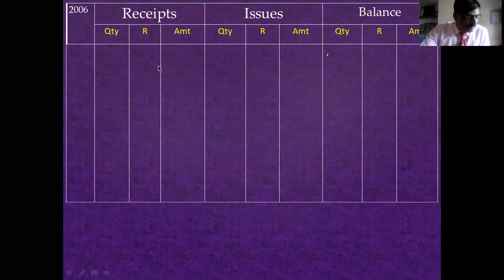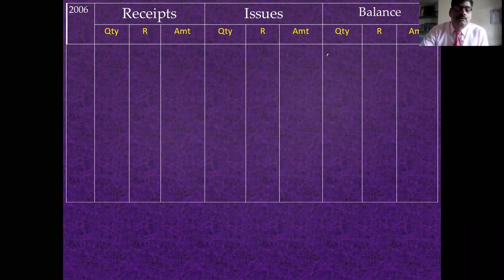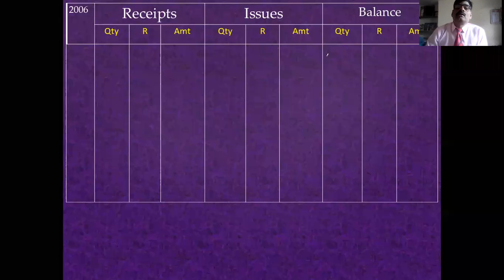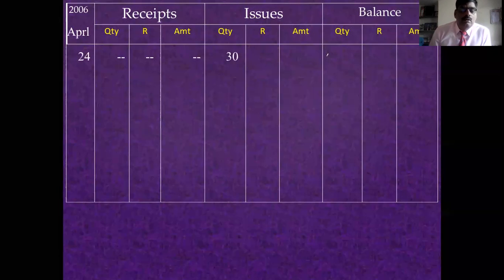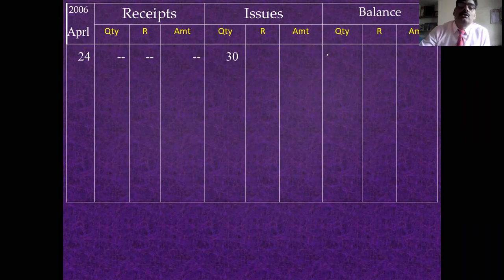Okay. After 23rd, the next date is 24, in the adjustment. On 24th, return to vendor is there. Return to vendor 30 units. You return 30 units to the vendor. So on date 24, return to vendor is the issue. In the issue column, I'll write 30 units. This 30 units is returned to the vendor, which was purchased on 23rd April because of defect.